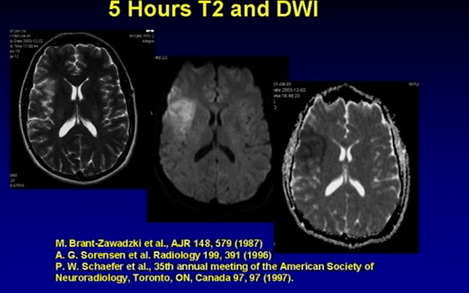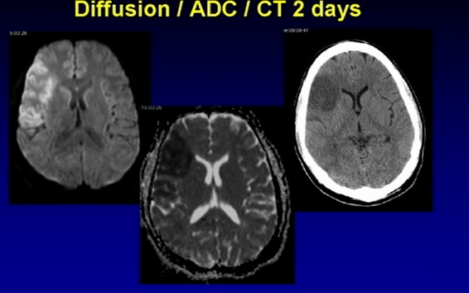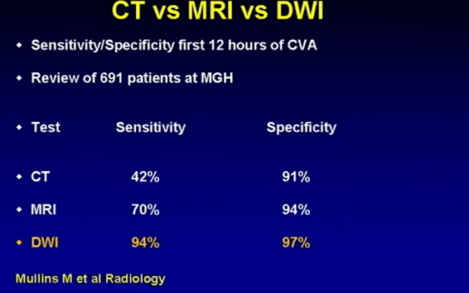Diffusion weighted imaging at 5 hours, you can see that there is diffusion restriction on the DWI at B1000, and here's the ADC map. Very important to look at the ADC map to exclude T2 shine through. If there is real diffusion restriction, there must always be low signal on the ADC map. And then at 2 days, you can see that there is now extension of the infarct on the diffusion, and here's the ADC map, and here's the abnormality on CT imaging.